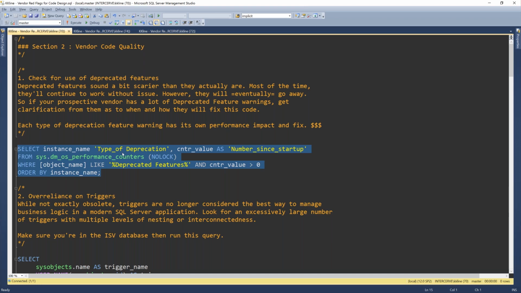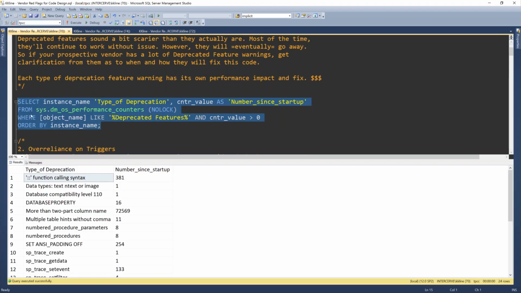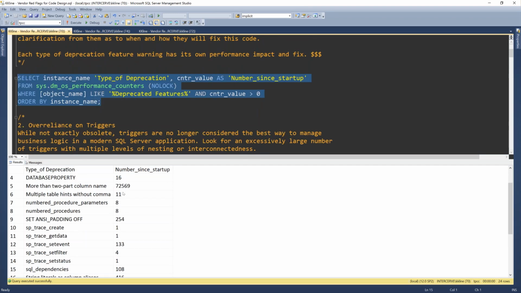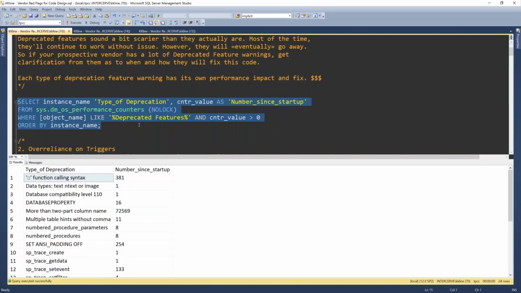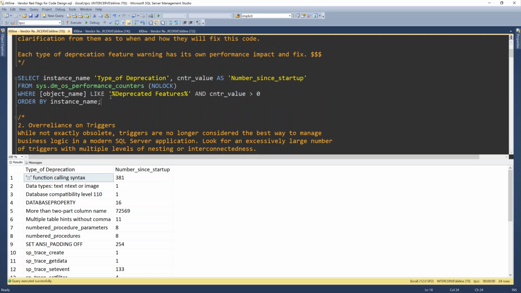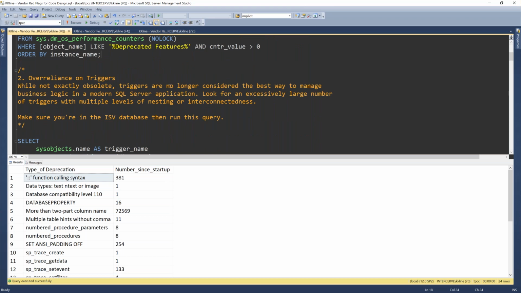A lot of people don't realize that there is a PerfMon counter that looks to see how much activity on the server is being executed that is actually deprecated. So when you pull this particular value out of the DMV performance counters, you'll find all of the different instances in which these deprecated behaviors are occurring on your server. Now, I would call these more like yellow flags. These aren't huge red flags to me, but I want to know if a vendor is lagging far behind in support for the latest release of SQL Server.